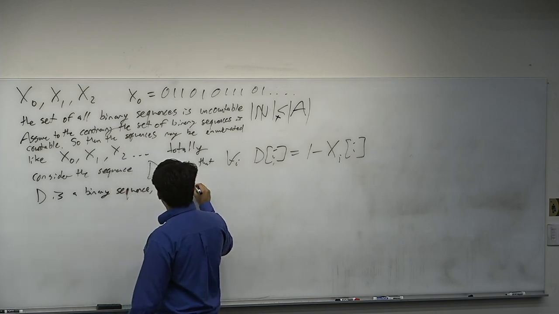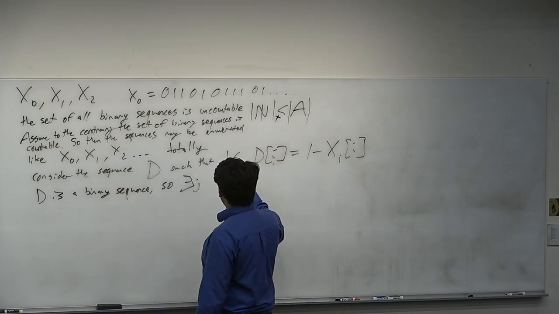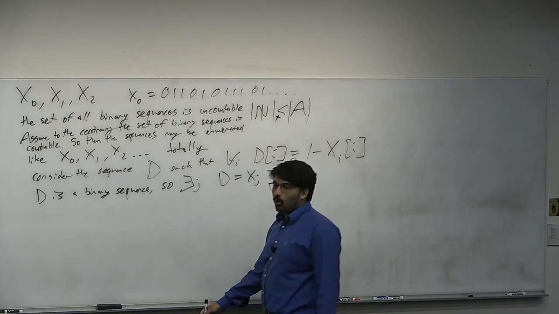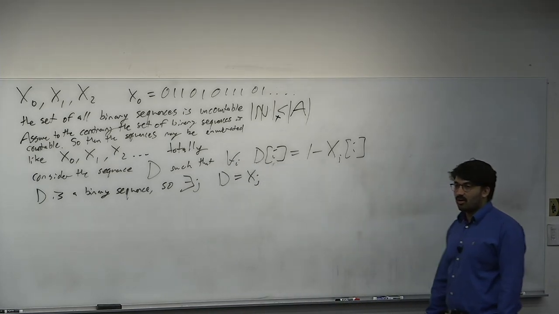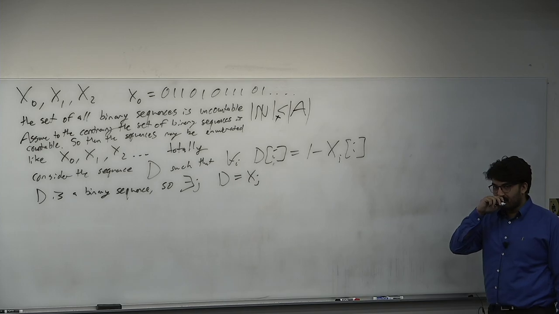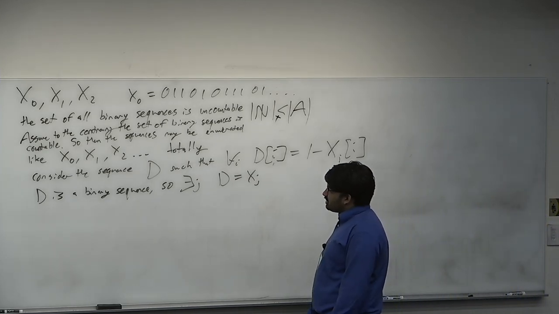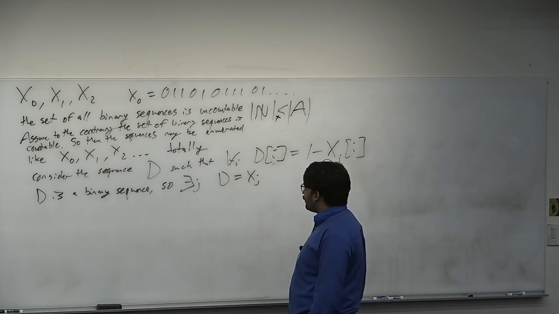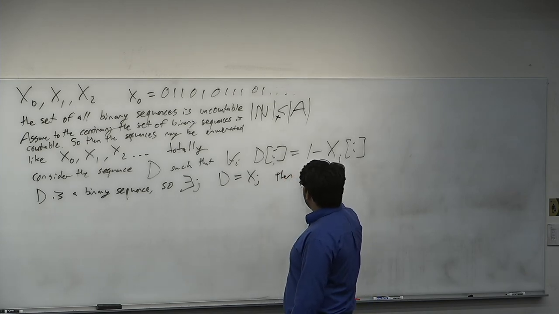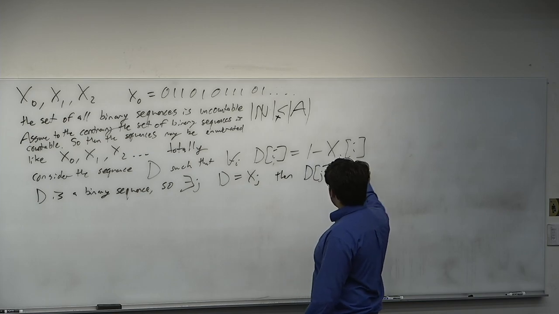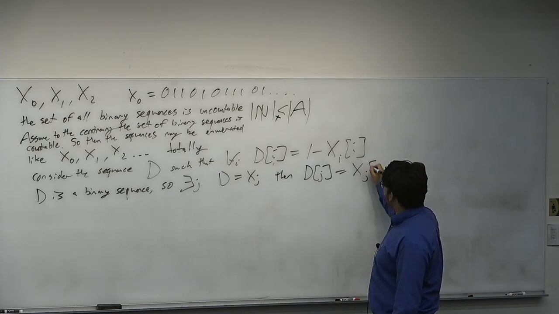So there exists some j such that D is equal to xj. And we may define a quality of binary sequences to be such that all their digits are identical and the same, right? If D is equivalent to this xjth sequence, then we know that D of j is equal to xj of j, excuse me.